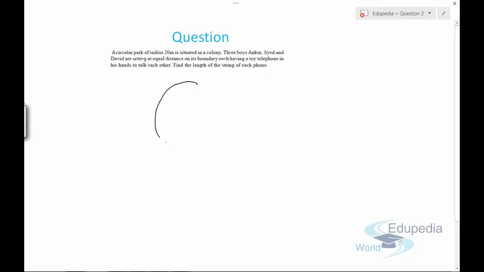First we need to draw a circle like this, and let's say this is the center O. Here three boys are sitting. Let's say this is Ankush, and this is Syed, and this is David, right? Now we pass a line through the center which is perpendicular to the chord like this. As we know, AB is a median.